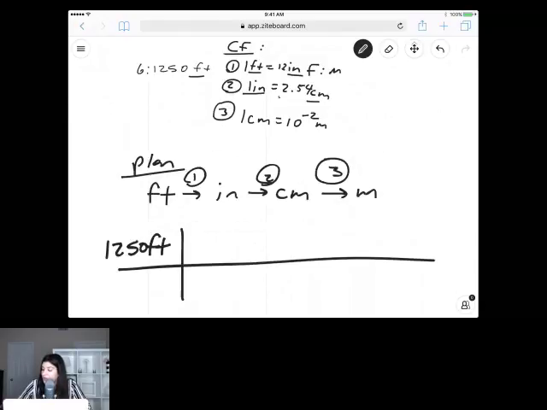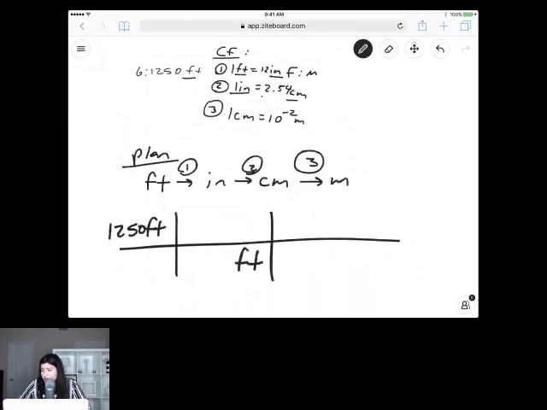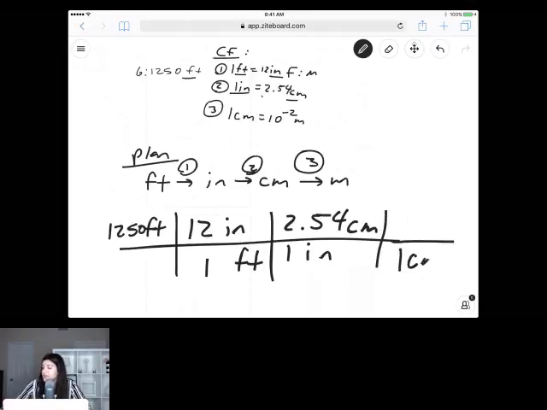All right. So then our feet will go on the bottom. First conversion factor with 1 foot per every 12 inches, and then going to our centimeters. So 1 inch now to 2.54 centimeters. And lastly, using the metric system, 1 centimeter per every 10 to the negative second meters. I'm going to multiply pretty much just straight across. So multiplying all of those together. You don't need to divide by 1 since that's going to be the same thing.